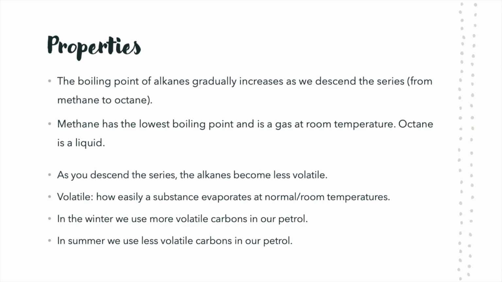As you descend the series, again going from methane to octane, the alkanes become less volatile. Now remember that volatile is how easily a substance evaporates at a normal or room temperature. So in the winter when it's much colder, we use more volatile carbons in our petrol. It means it's easier for us to burn them to get fuel when it's such a low temperature. In the summer, when it's warmer, we use less volatile carbons in our petrol because we don't want the fuels in our tanks to ignite itself and cause a fire.